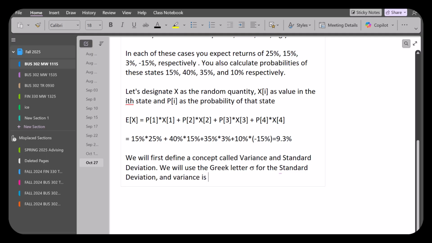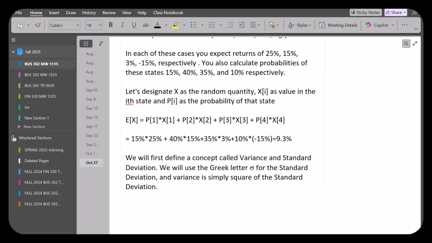And variance is simply the square of the standard deviation. Even though we define it in that way, we're going to actually make a calculation for variance first, then we're going to take its square root for the standard deviation. Let me write a general formula. I'm not going to do the calculation here.